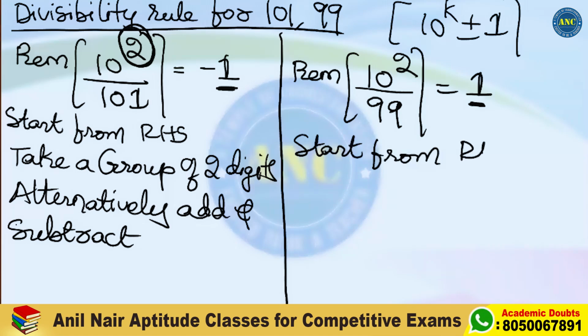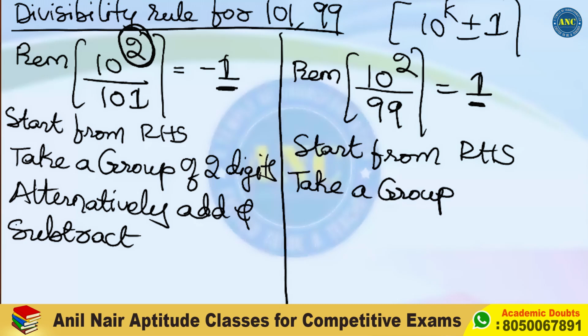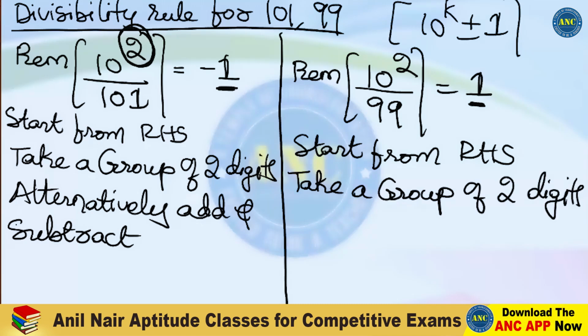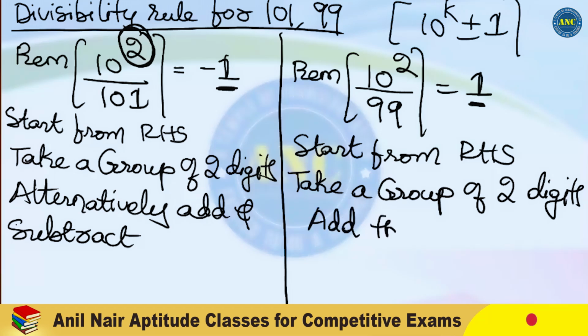Start from right hand side. Take a group of 2 digits. Add them. I hope it is clear. One example.